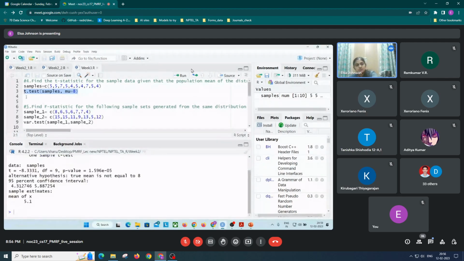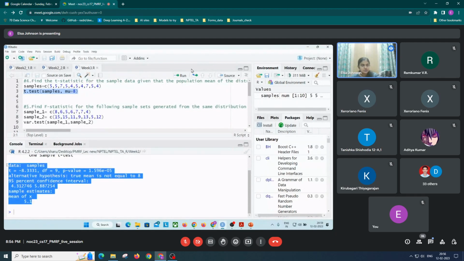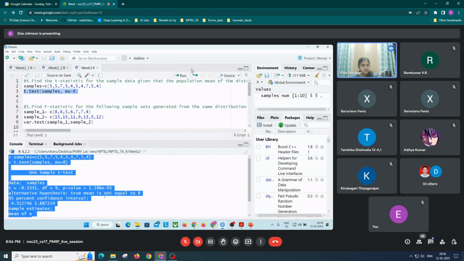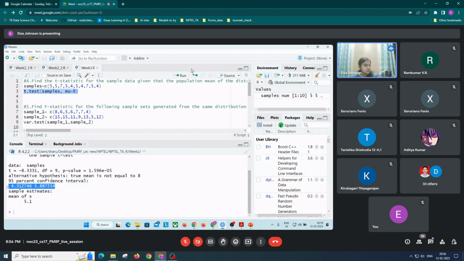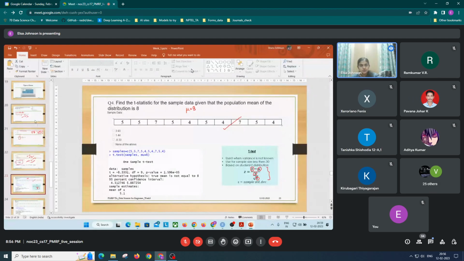So if you run this one, you'll be getting output like this. These are the different parameters which you can see in a one sample t-test. Right now they have calculated for a 95% confidence interval. These will be the variation in your values, and the mean of x will be like this, then the t value will be like this. So this is the t statistic. Now we'll move on to the next one. The t statistic value is coming like minus 8.33.